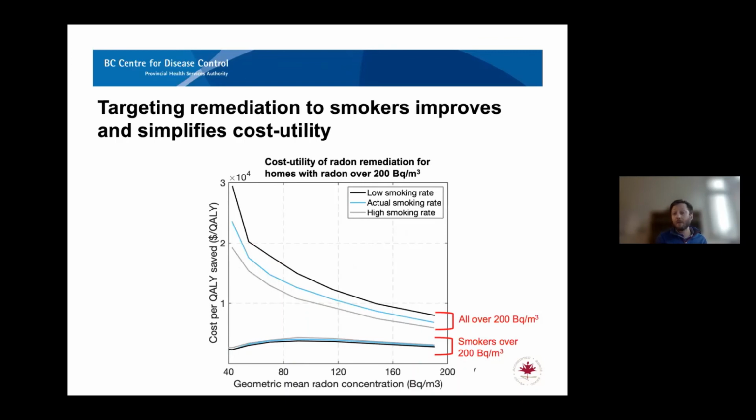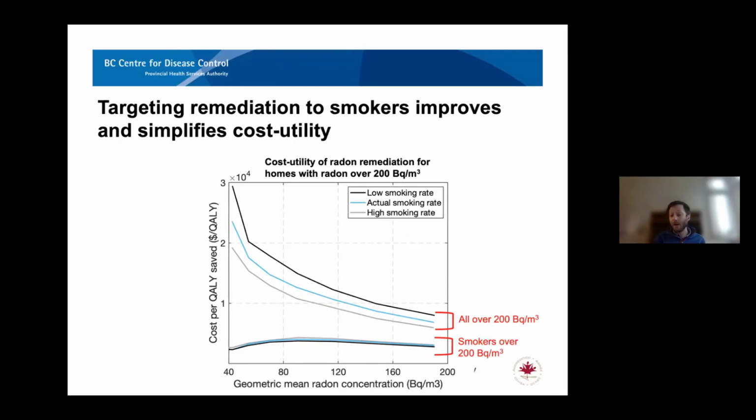So because of the powerful interaction of smoking and radon, we've actually begun to look a little bit at what happens to something like cost utility if we just look at smokers. So instead of prioritizing everybody over 200 becquerel per meter cubed for remediation, what if we just focused on smokers? You can see it's a really powerful effect.